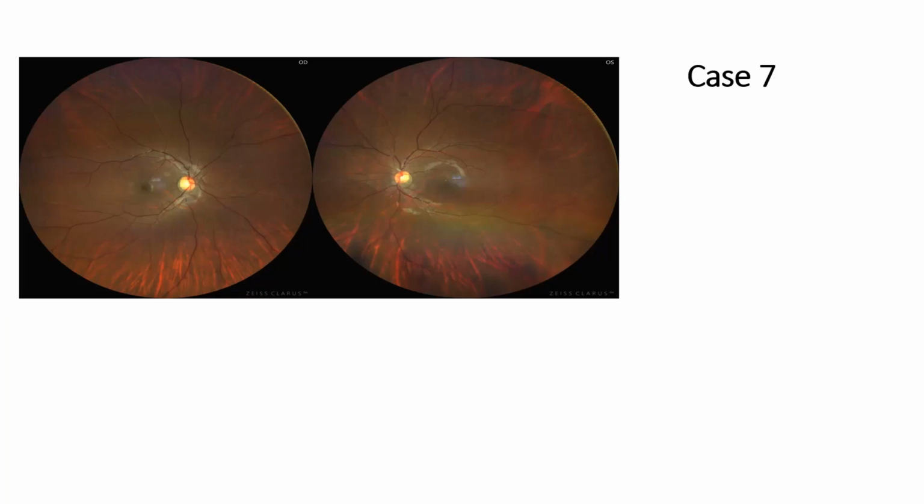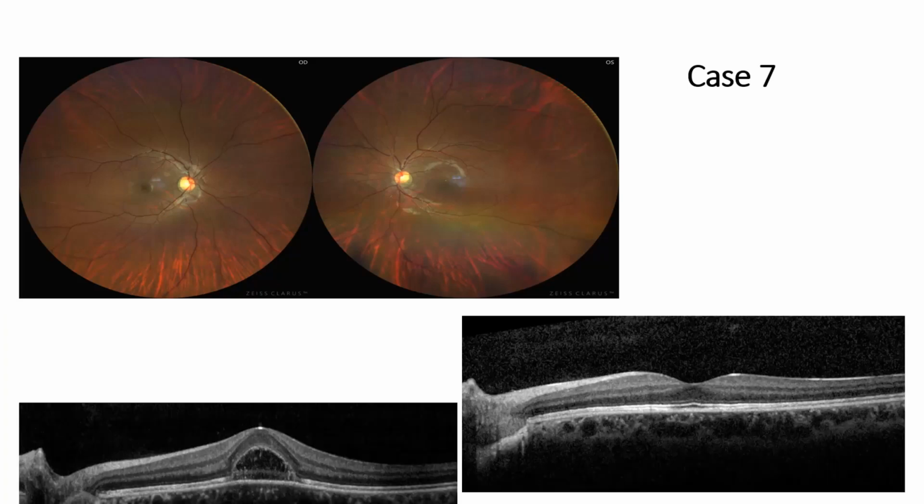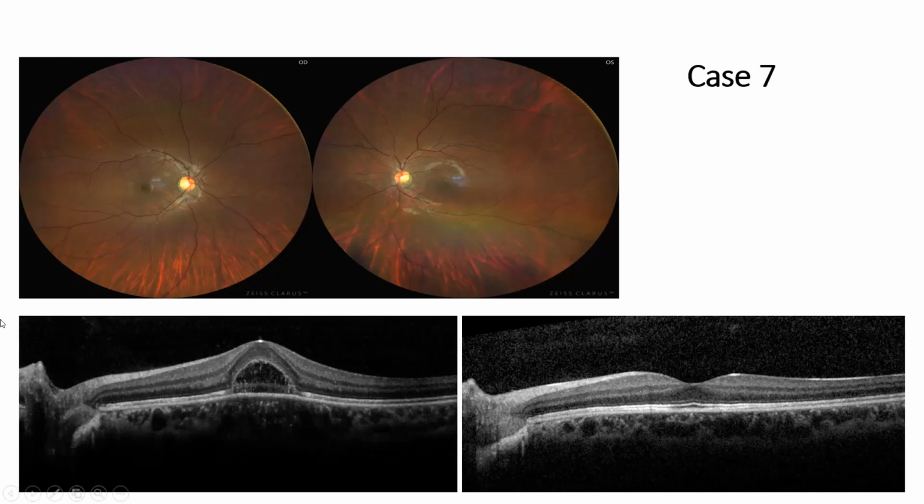This patient had complaints of decreased vision in her left eye. When we saw her fundus photograph, it was completely normal, but her OCT in the right eye and the left eye showed subretinal fluid below the macula and a mild choroidal elevation.